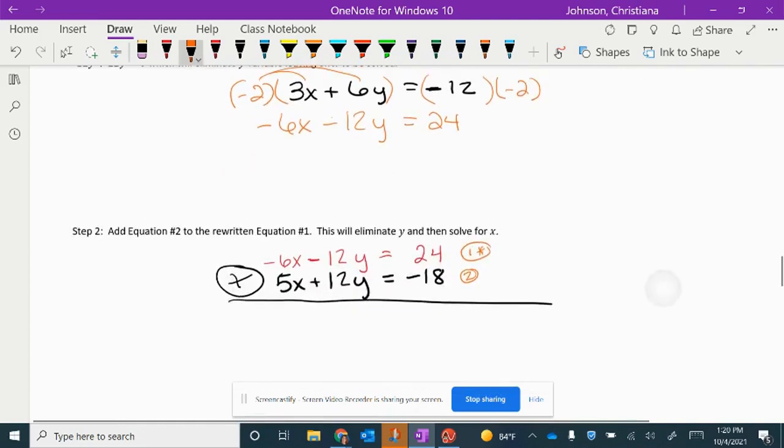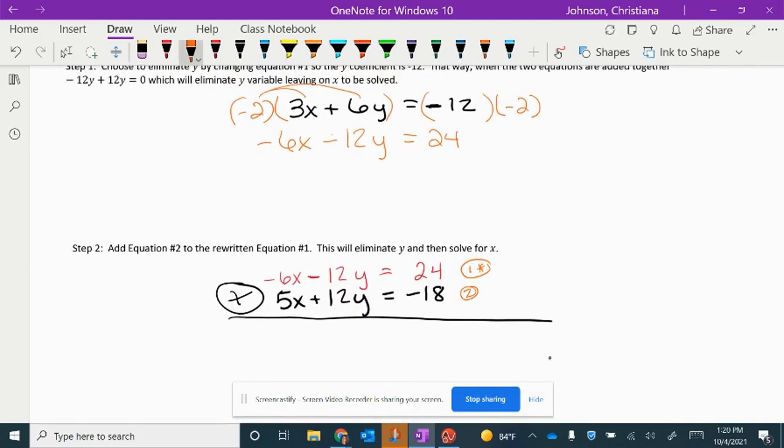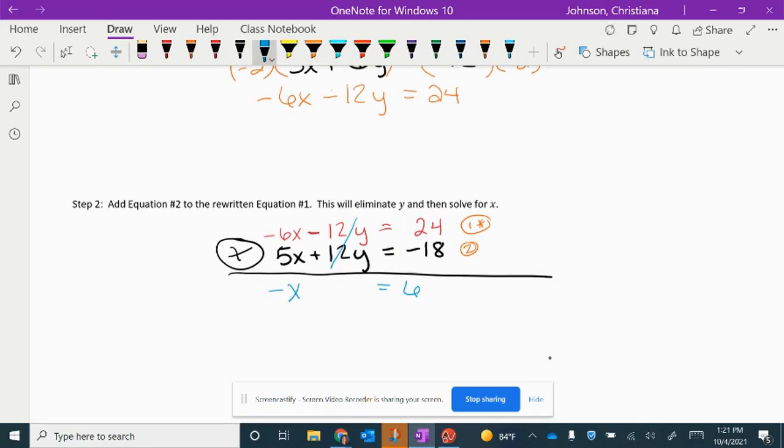Now that we have that, we can move it down and put it with our second equation, our new first equation, which is still the same line. It's just been multiplied by negative 2. Now we add straight down. Negative 6x plus 5y is negative x. Negative 12y plus 12y is 0. And 24 plus negative 18 is positive 6. We want to get x by itself, so we divide by negative 1, because there's a negative 1 in front of x. That gives us x is negative 6.